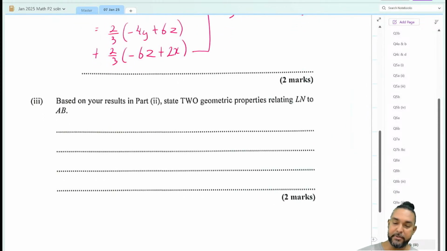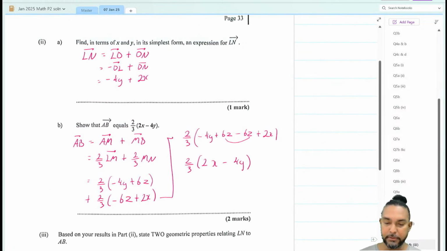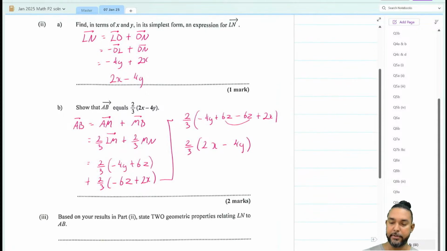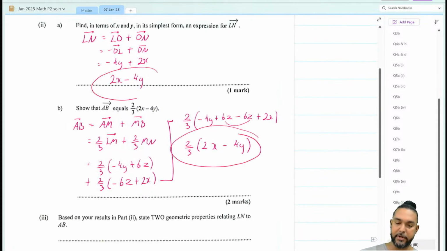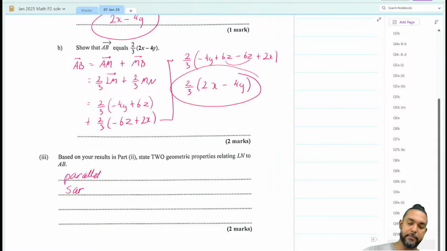Based on your results in part 2, state 2 geometric properties relating LN and AB. So this is also 2x minus 4y. So this and this. First of all, they're parallel, because when a scalar relationship exists, they are parallel. It's a positive scalar, so they are parallel and heading in the same direction.